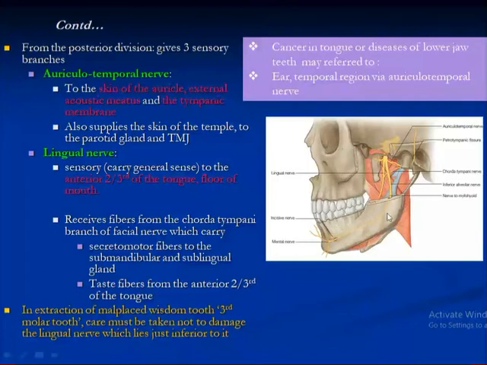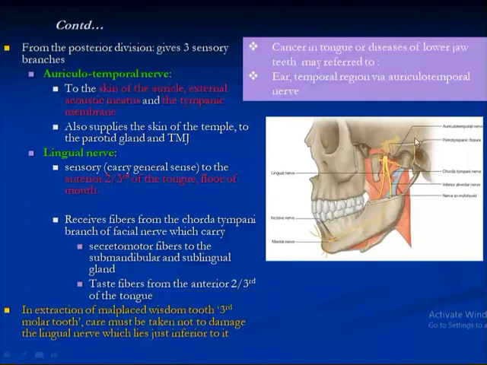The lingual nerve is related to the mandible just behind the third molar teeth. So while extracting the third molar teeth, care must be taken not to damage the lingual nerve because it is just inferior to the third molar teeth. Now, whenever we have cancer of the tongue, we have referred pain in the ear region and the temporal region. That is mainly through the auriculotemporal nerve.